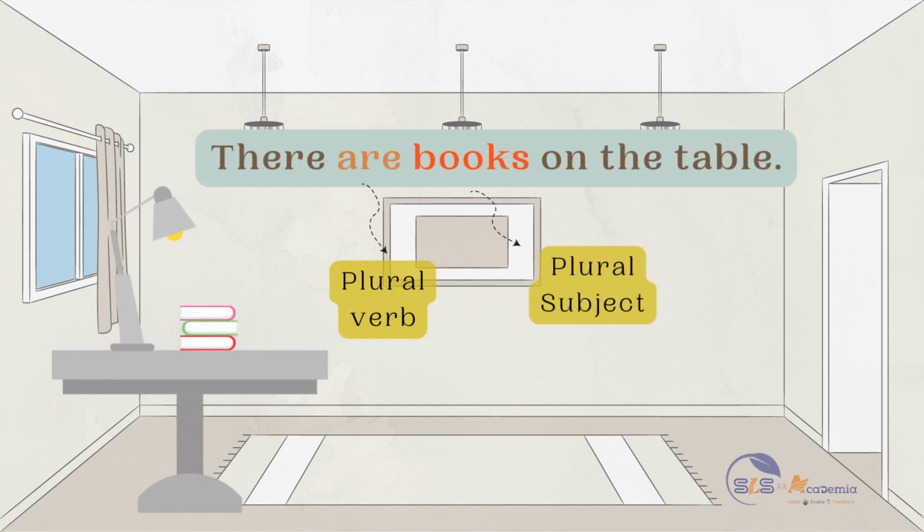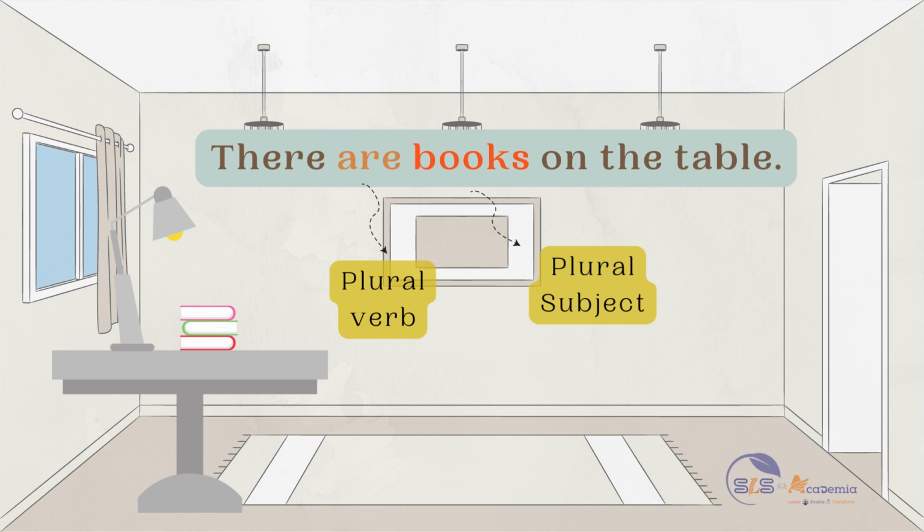Now look at this sentence. There are books on the table. In this example, the verb are comes before the subject books. The subject is plural and the verb are agrees with it in the plural form. Here, the sentence indicates the presence of multiple books on the table.